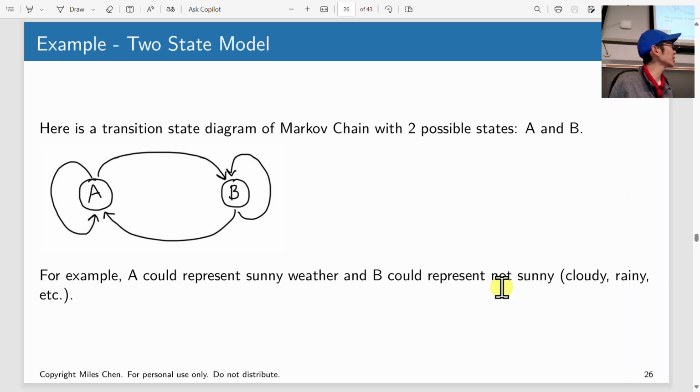Let's start with a very simple example. We're going to have two possible states, state A and state B, and this is how we might draw a transition state diagram. We have a total of 4 transition probabilities. We can start at state A and go back to state A, or start at state A and go to state B. Or we could start at state B and return to state B, or start at state B and return to state A. A could represent sunny weather and B could represent not sunny, which would include clouds and rain, whatever else.